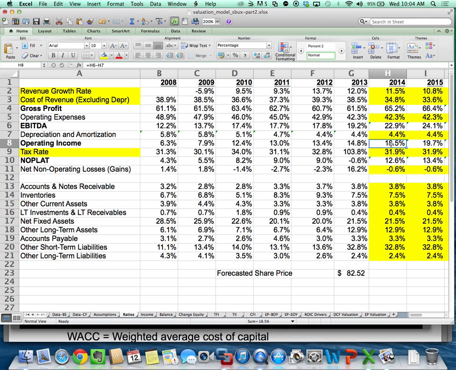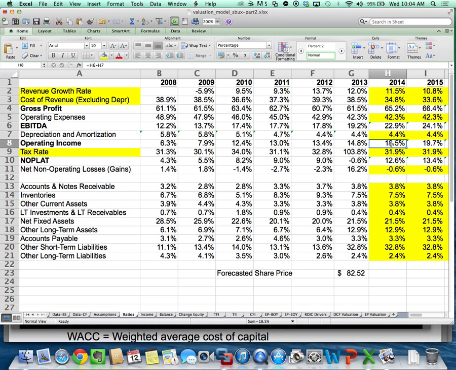So there's 20 numbers on this page that we could change, but 3 matter more than anything else. Revenue growth rate, by proxy the operating margin, and the tax rate. Those are the 3 critical drivers that we have to forecast. That's the 90-10 rule. 90% of the valuation are those 10% of those drivers.